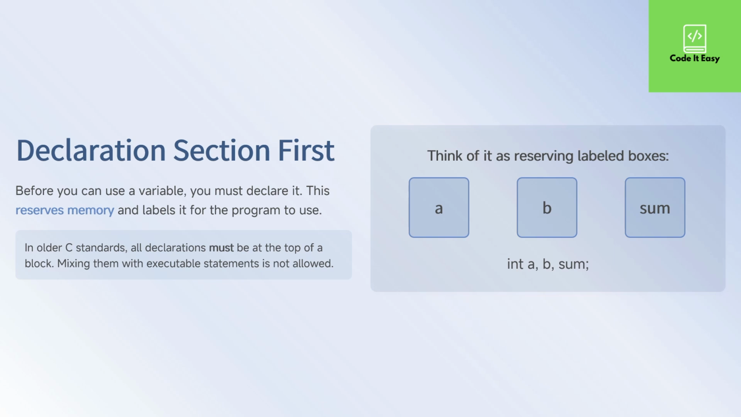Before you can use a variable, you must declare it. This reserves memory and labels it for the program to use. In older C standards, all declarations must be at the top of a block. Mixing them with the executable statements is not allowed.